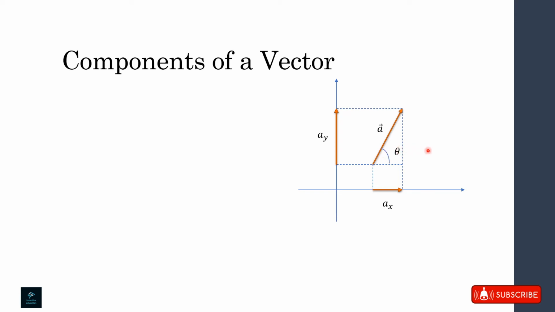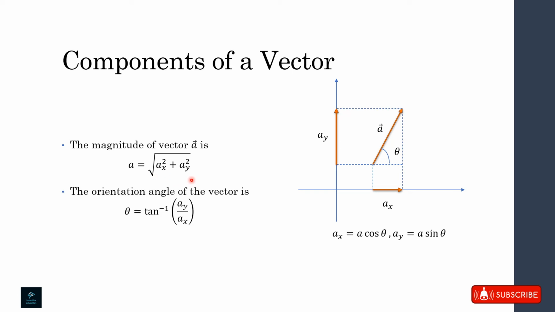If the vector A makes an angle theta with the x-axis, we can determine Ax and Ay as Ax equal to A cos theta and Ay equal to A sin theta. The magnitude of the vector A can be written in terms of the components, like A is equal to the square root of Ax squared plus Ay squared. The orientation angle of the vector can be determined as theta equal to tan inverse of Ay by Ax.